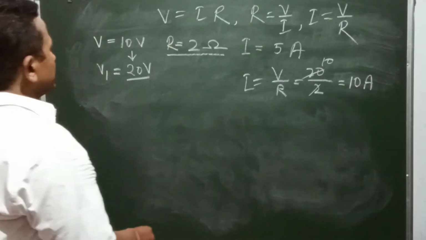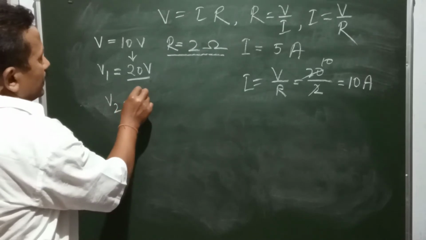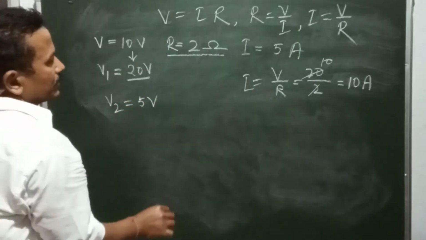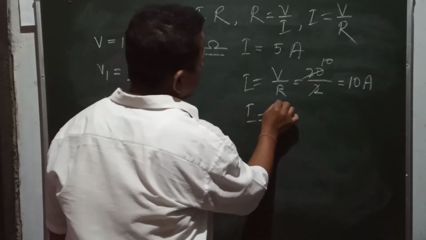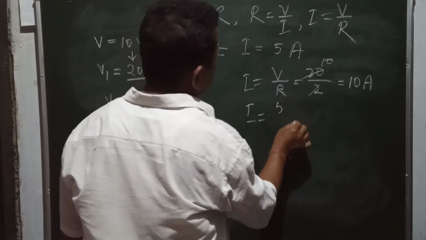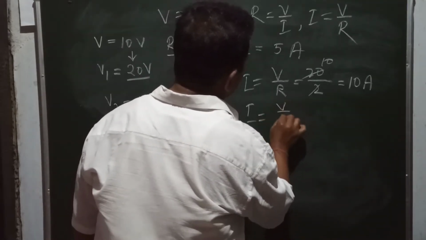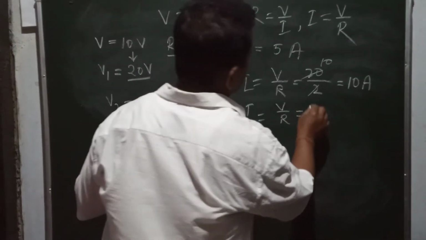Now let me reduce it. Suppose V2 is reduced to, suppose here 5 volt. R will remain constant. Now what is I here? You see, I is V by, again R. Now V is here, we have 5 volt.